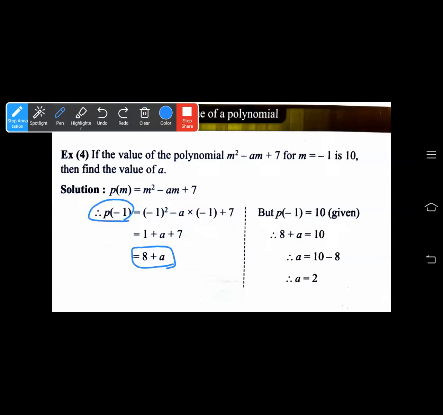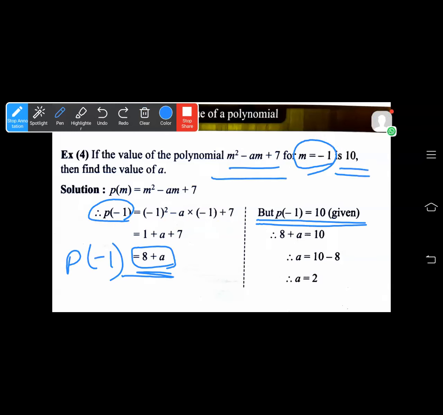for the value p of -1. P of -1 is 8 plus a. As here already given p of -1 is 10. When you are putting m is equal to -1 in this polynomial is 10. That means p of -1 is 10. That means 8 plus a is equal to 10. P of -1 is 8 plus a and p of -1 is 10.